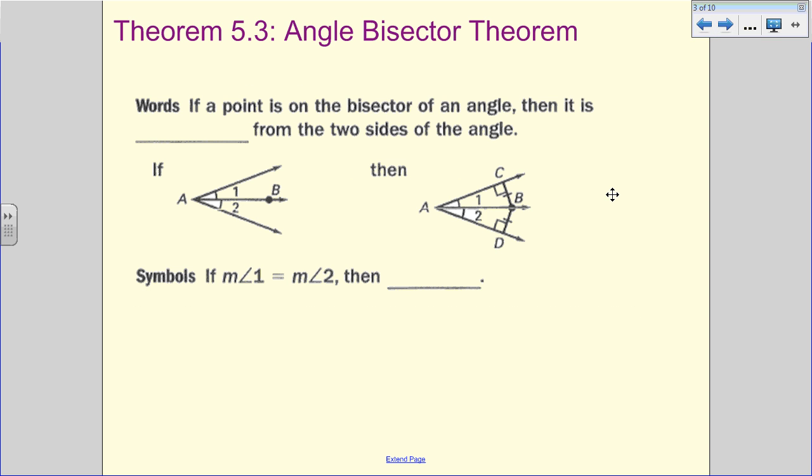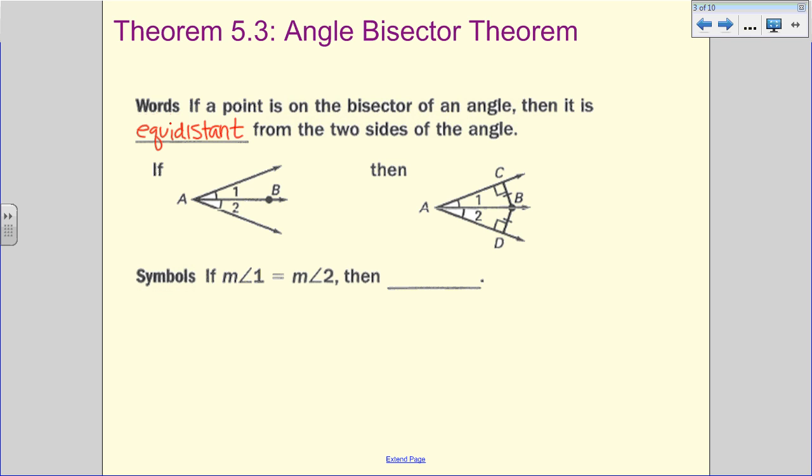All right, so let's take a look at this first theorem here, the angle bisector theorem. It says if a point is on the bisector of an angle, then it is equidistant, so it's the same distance, from the two sides of the angle.